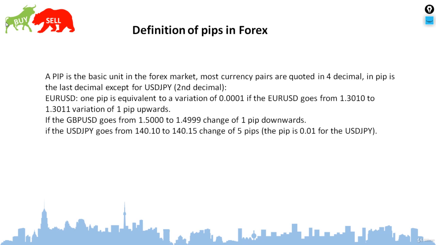If the USD JPY goes from 140.10 to 140.50, that is a change of 5 pips. The pip is 0.01 for the USD JPY.